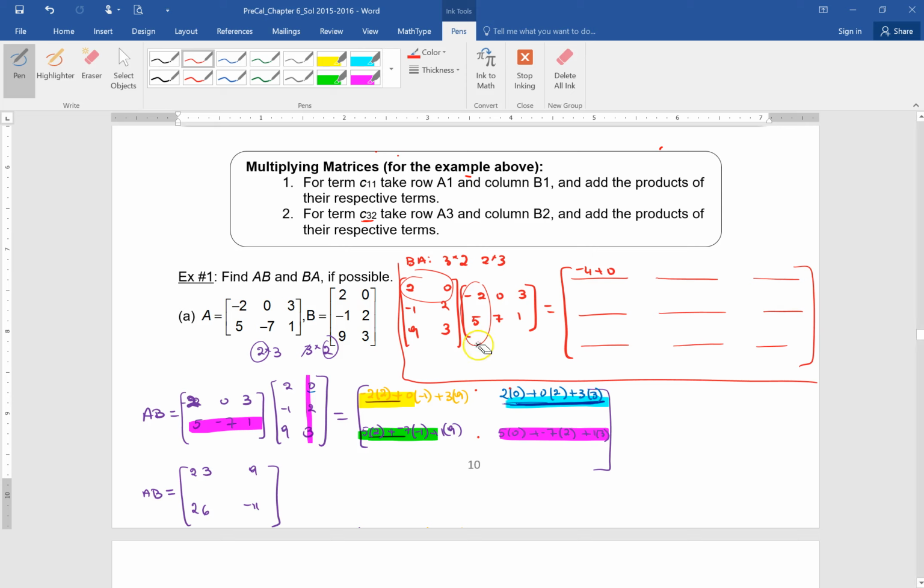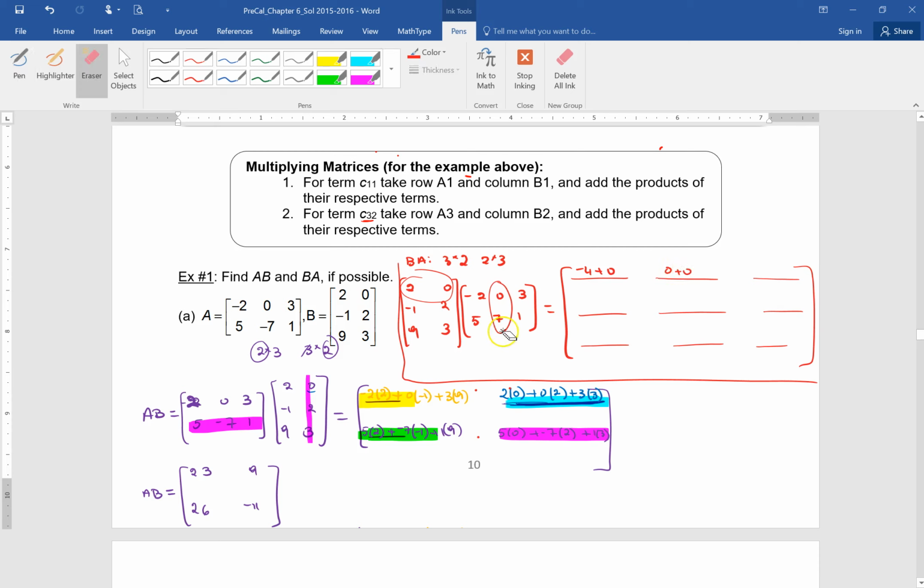It's row 1, column 2. Here we go. So watch. The first terms give you 0. The next terms give you 0. So that's just 0 plus 0.